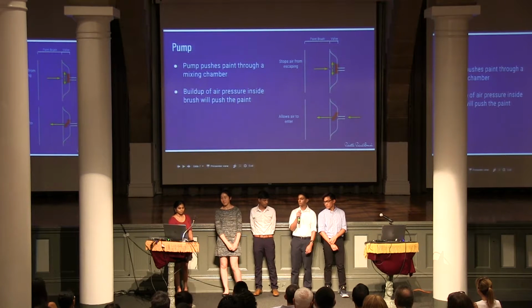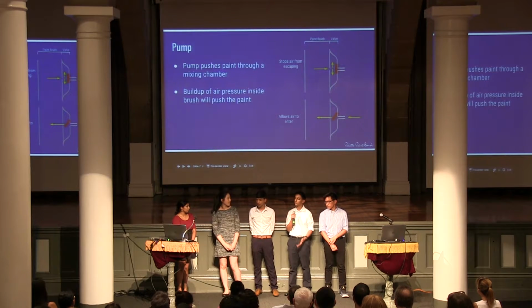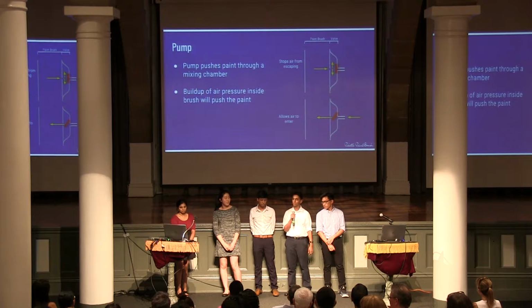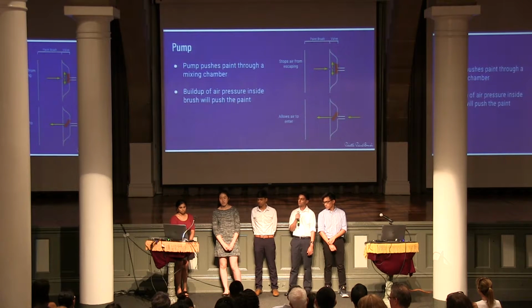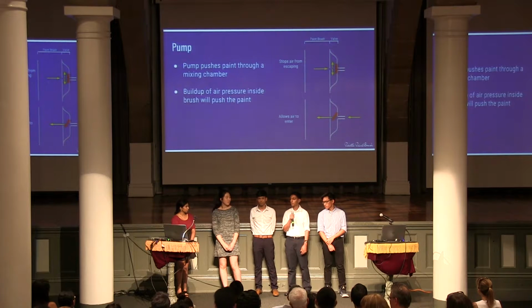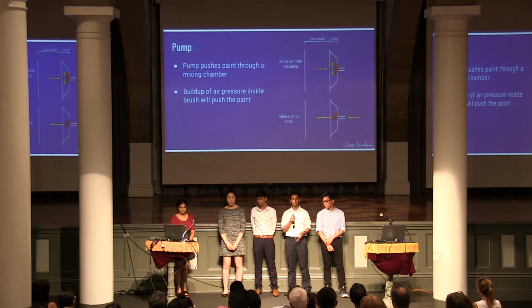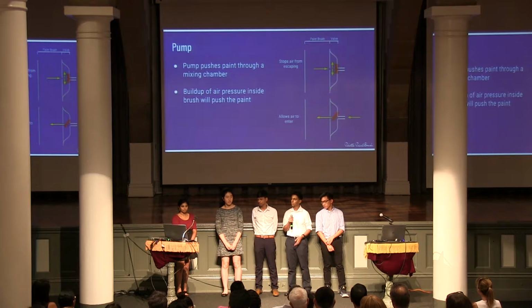So we decided to include a pump in our paintbrush because we needed a way to push the paint through a mixing chamber. We thought the best way to do this was to create a buildup of air pressure inside the pump, inside the brush, which would push the paint out. So when we squeeze the pump, it stops the air from escaping the valves. And when we let go of the pump, it allows air to enter the brush.